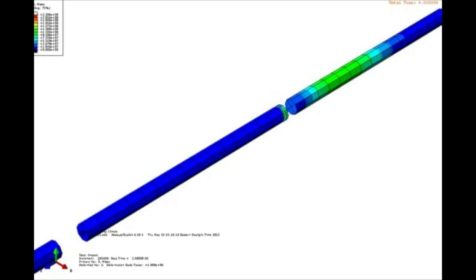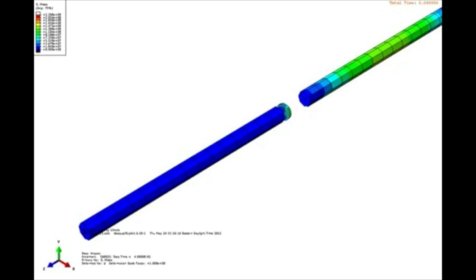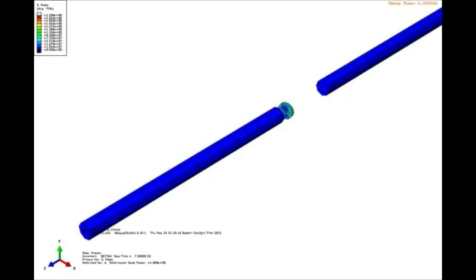A striker bar is accelerated in a gas gun, which hits the incident bar, creating an incident wave. When the incident wave reaches the specimen, it splits into two smaller waves, a transmitted wave and a reflected wave.